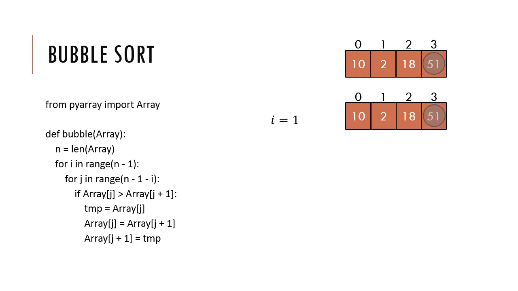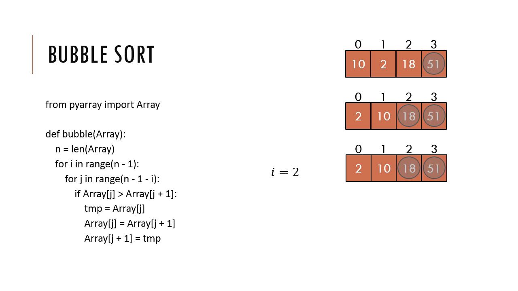We start the second pass. i is equal to 1. The inner for loop starts. j is equal to 0. We compare 10 and 2. 10 is greater than 2, so they need to be swapped. And after swapping them, we go for j equals 1. 10 and 18 are compared. No swapping required. We come to the end of the second pass. At the end of the second pass, the second largest element has bubbled to its correct position.